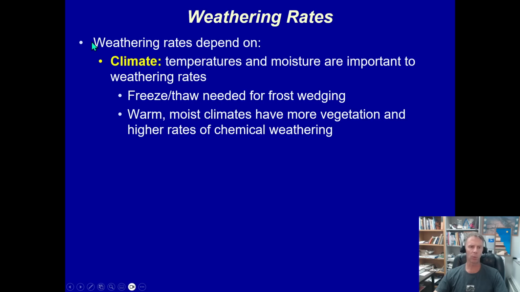Other things that affect the weathering rates, the climate is a big factor. Basically, if you have areas with high temperatures and more precipitation, more moisture, they tend to have more enhanced weathering rates. You've got more vegetation. The vegetation in the soils can increase the acidity, and everything just speeds up quite a bit. So the climate is an important factor to consider when looking at weathering rates.